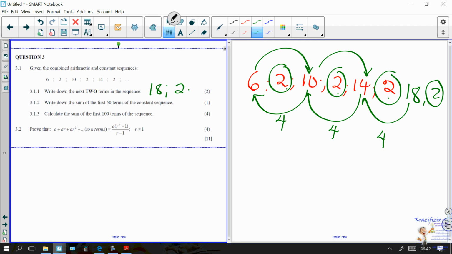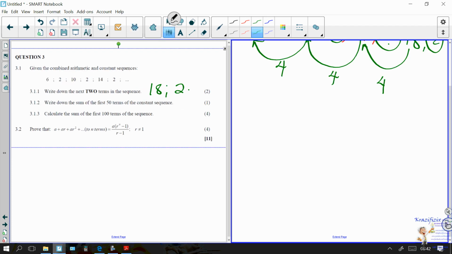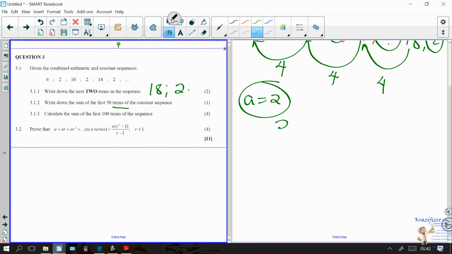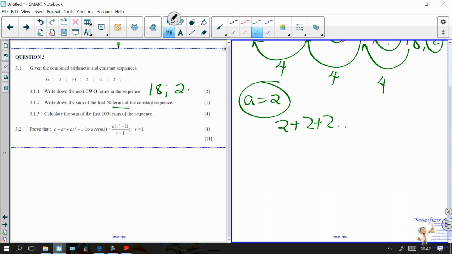Write down the sum of the first 50 terms of the constant sequence. Look, it's a constant sequence. A is 2. And there's no difference. The difference is 0. So they want 50. I'm just going to say 2 plus 2 in 50 places, which you can just say 50 multiplied by 2, and that will give me 100. 1 mark.